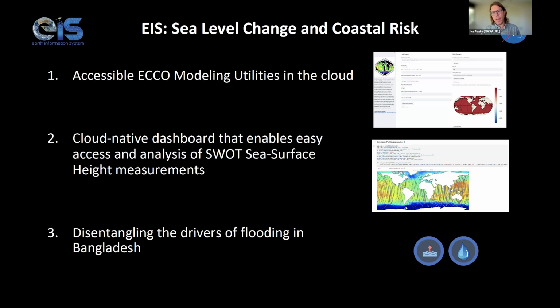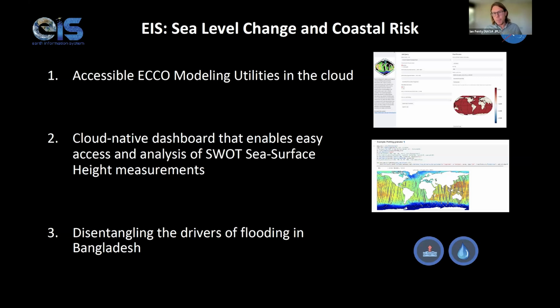So at that point, I became a true believer in the potential for EIS and the kind of cloud-based paradigm that it was promoting to help all of us do the next level of science. So I was originally going to talk about points 1 and 2 you see on the screen. The first one has to do with accessing the model output, doing computations in the cloud, and even running our global ocean model in the cloud.